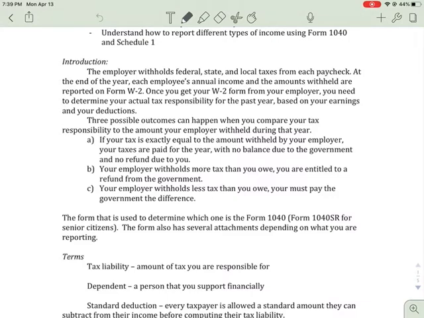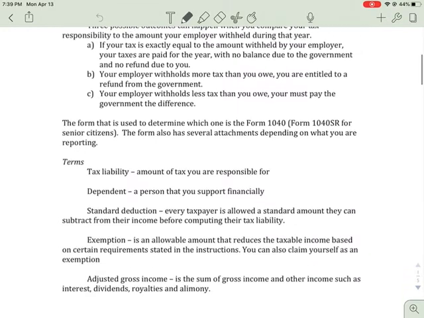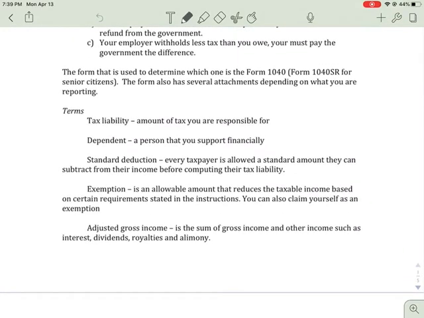Okay? So the form that determines all this is the 1040 form, or the 1040 SR, which is for the senior citizens forms. And again, it has several attachments depending on what you need to report. So there's a whole slew of terms here. So your tax liability is how much tax you're responsible for. So when you hear the word tax liability, that kind of means like you're liable for these taxes.